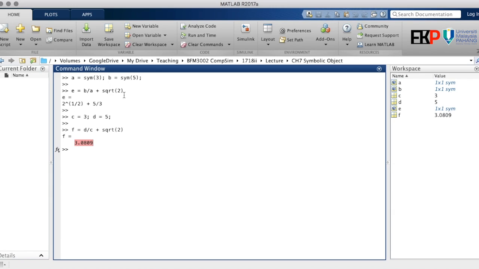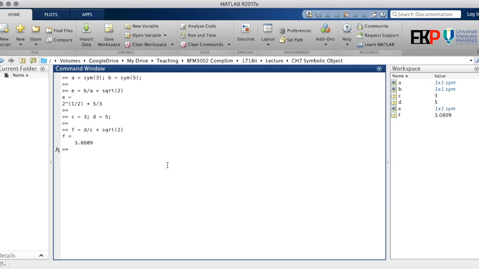Whereas in the example above, we have A that is equal to 3, a symbolic object. We have B that is equal to 5, also a symbolic object. So E is displayed in the form of an exact value. So this is what we call an exact value. This is what we call an approximated value.